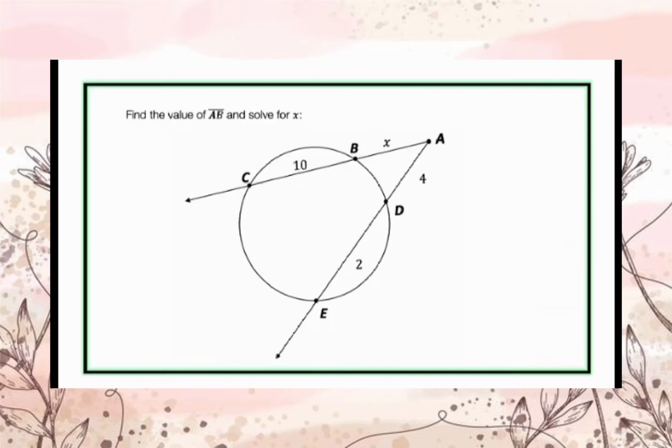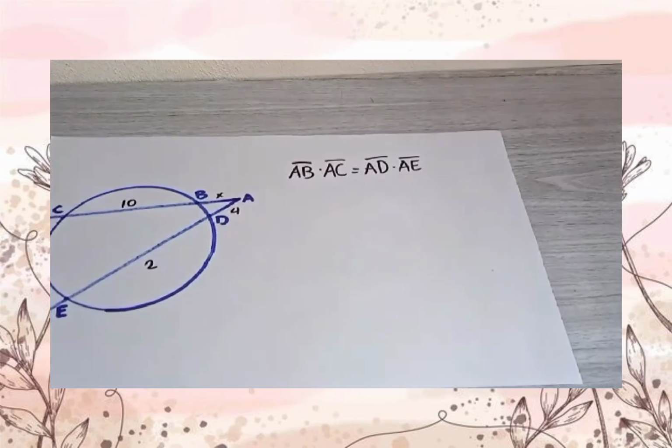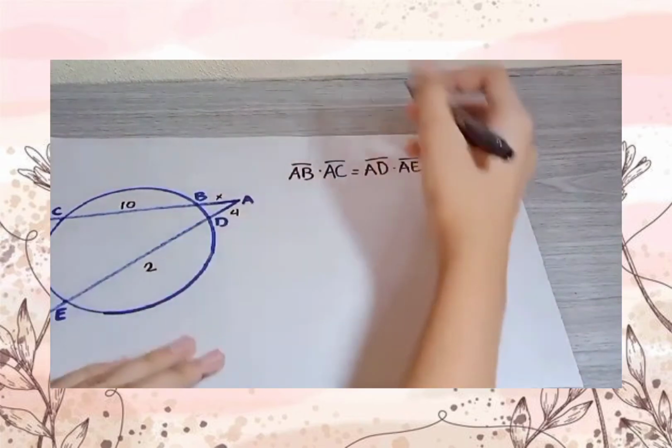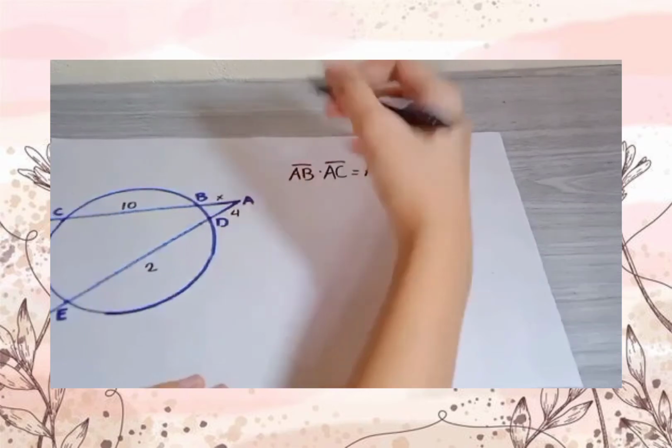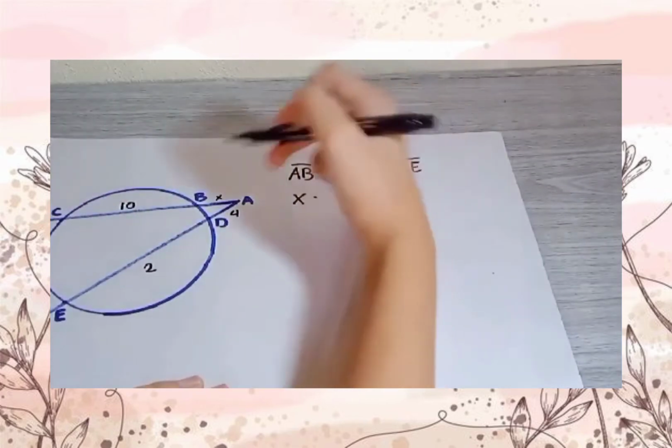Let's see how we can apply this theorem to a question. So we have our question: given AD equals 4, AE equals 2, and BC equals 10, find the value of AB. This x right here is the missing value. Before we do anything, let's try out our intersecting secant theorem formula. We have AB times AC equals AD times AE. So what we are going to do here is just fill in our formula.